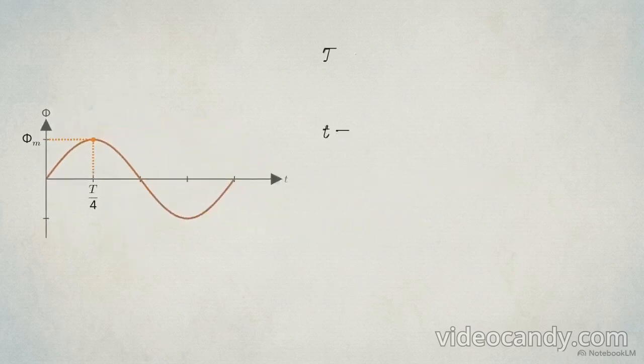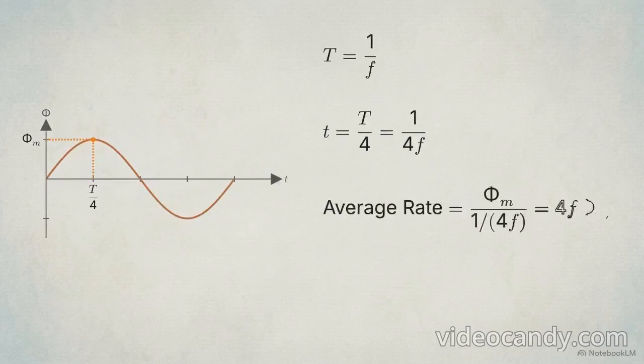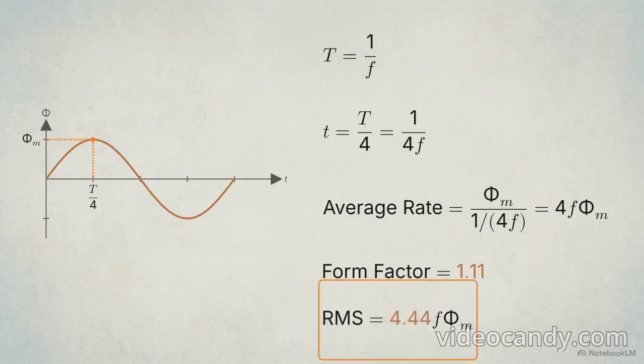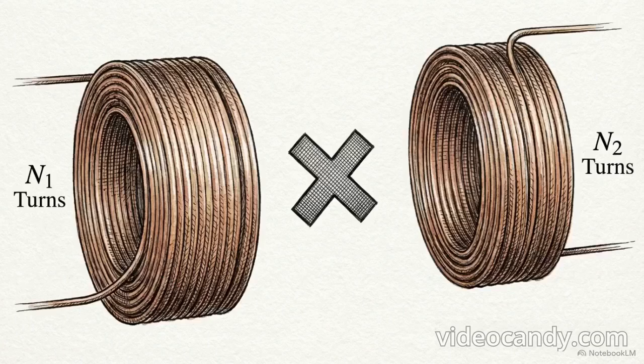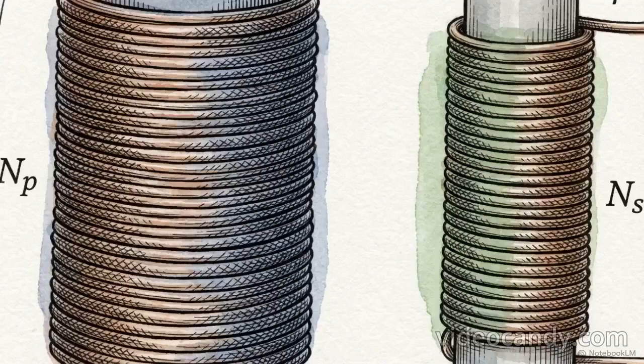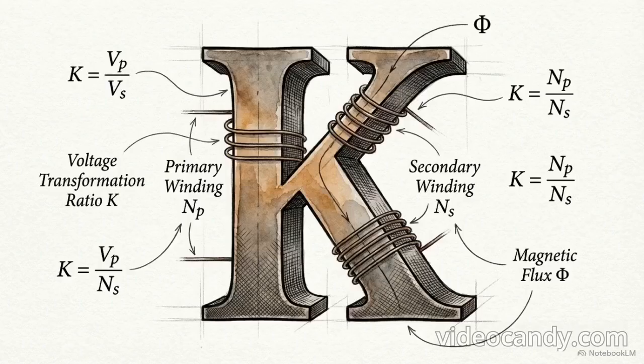The magnetic flux hits peak amplitude in 1/4 of a cycle, or T/4. Translating time to frequency yields the average rate of change. Multiplying by the 1.11 form factor gives the final RMS baseline, 4.44 times frequency times maximum flux. Finally, we multiply this base value by the specific number of turns on each coil to find the total induced voltage, E1 for the primary winding and E2 for the secondary.